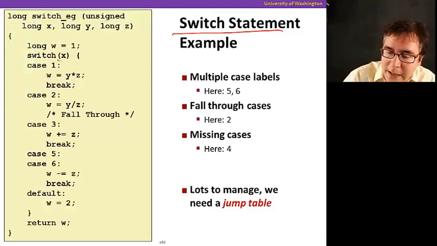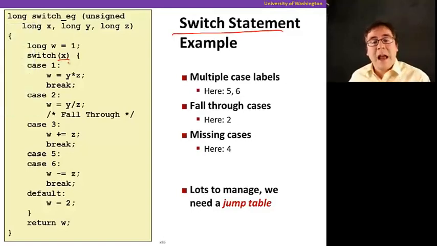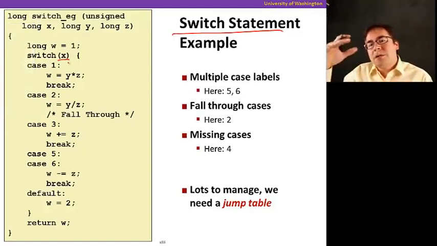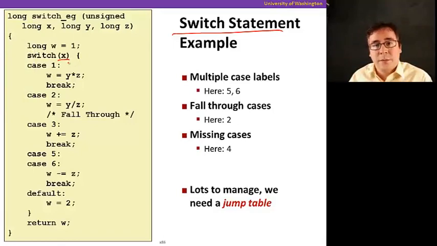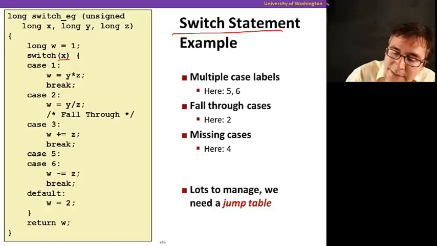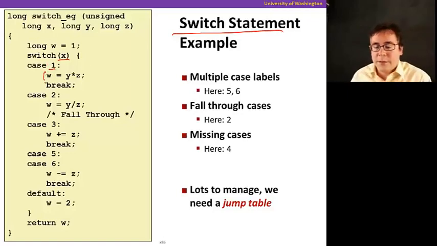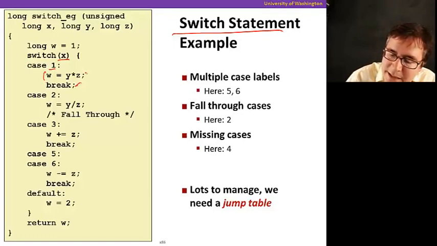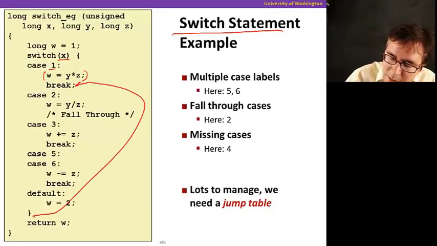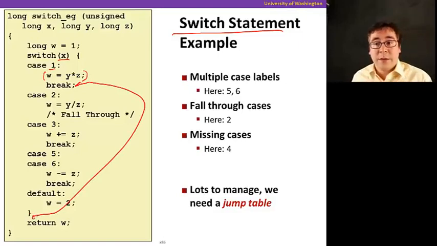If I say switch X, now what I'm saying is that there'll be a bunch of options that, depending on the value of X, I'm going to execute a different piece of code. So here in our example, if X happens to be set to 1, I'm going to execute this piece of code here. And then this break statement just says that this piece of code is going to be executed, and then we're going to stop and continue executing past the end of the switch statement.